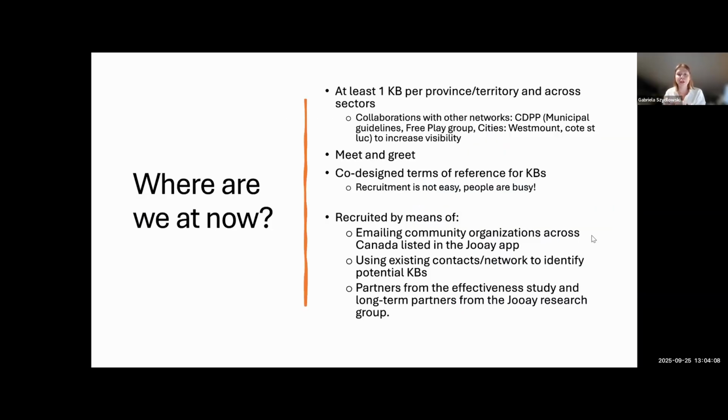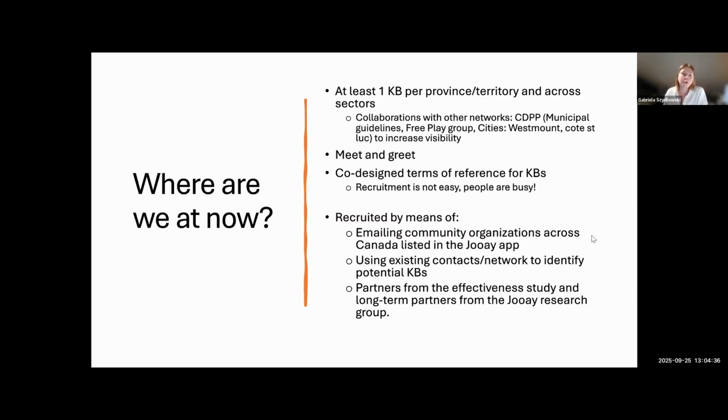Where we're at now in the project, we have almost at least one knowledge broker per province and territory. We have two territories where we have no one, but it's a bit more difficult to reach there. We have collaborations with other networks like the CDPP, working on municipal guidelines with municipalities to increase their visibility. We've had so far two meet and greet meetings together with our knowledge brokers.